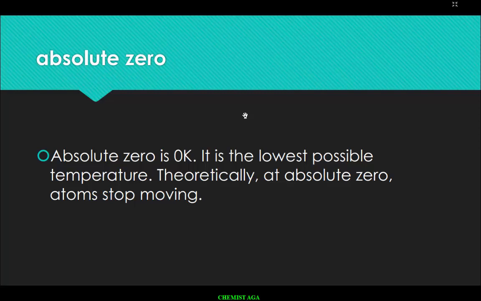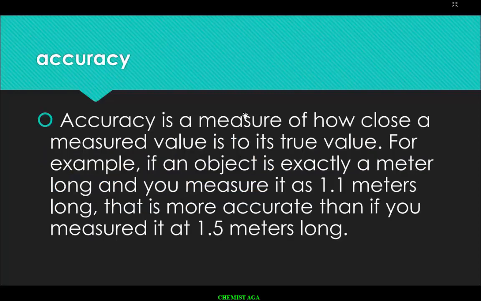It is the lowest possible temperature. Theoretically, at absolute zero, atoms stop moving. Accuracy. Accuracy is a measure of how close a measured value is to its true value. For example, if an object is exactly a meter long and you measure it as 1.1 meters long, that is more accurate than if you measured it at 1.5 meters long.